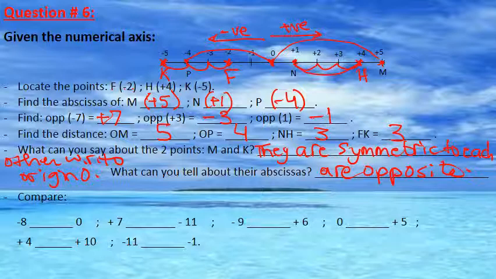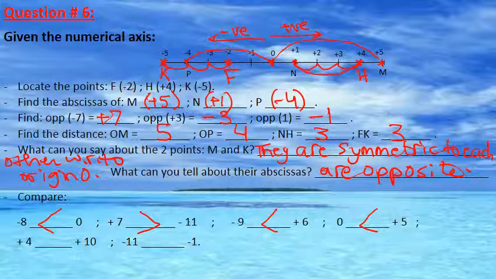Now we should compare minus 8 and 0. All negative numbers are less than 0. Plus 7 and minus 11. All positive numbers are greater than all negative numbers. Minus 9 and plus 6. All negative numbers are less than all positive numbers. 0 and plus 5. 0 is less than all positive numbers, so 0 is less than plus 5.